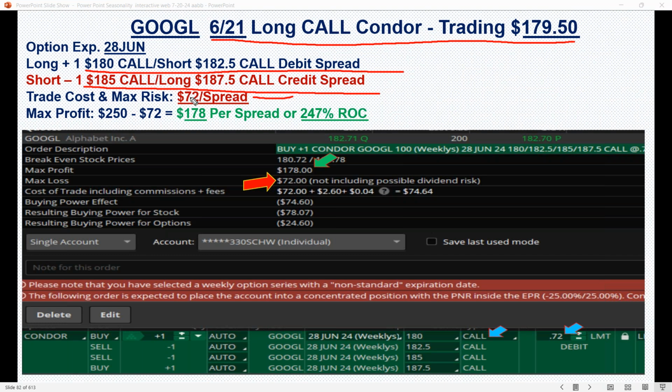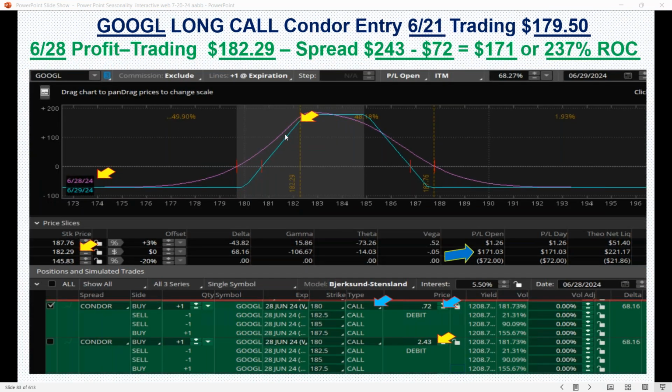So the max risk on this was $72.72. Potential profit was the $2.5 wide spread less your cost of the trade. So potential to make $178, or over 200% return. So, really low. I try to send out very low risk, high return type trades that we can do using these types of spreads. So we went out right about here, almost perfect right there.